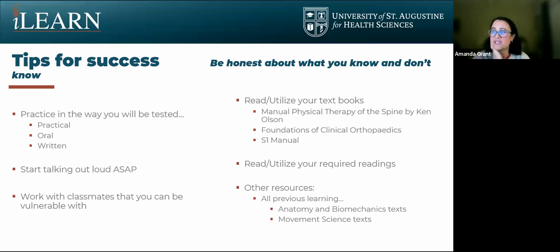And then utilize the Foundations of Clinical Orthopedics. If there's stuff in your knowledge of anatomy and biomechanics and the foundational stuff where you're kind of like, I don't quite know that, that becomes a great book to use, your FCO, the white book with the teal. Read and utilize your required readings for this course. And then dust off any, tell Brian hi. Utilize other resources. So anatomy and biomechanics texts, movement science texts, anything, dig it up.